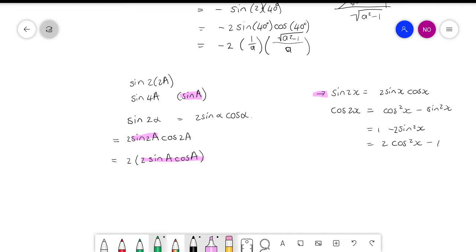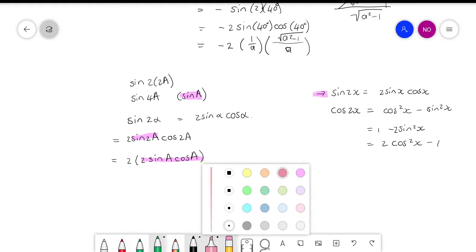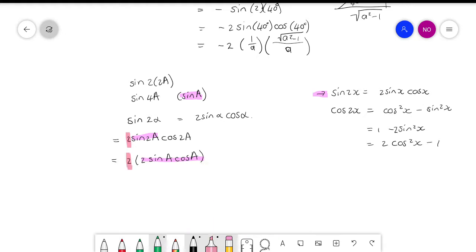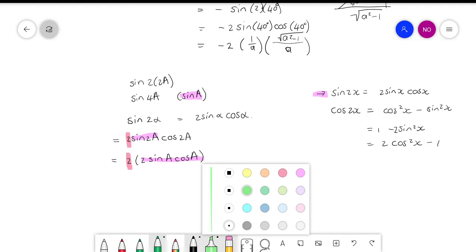This 2 is on its own. Ignore that. I'm just bringing it along. Okay. But now I'm still stuck with that part.